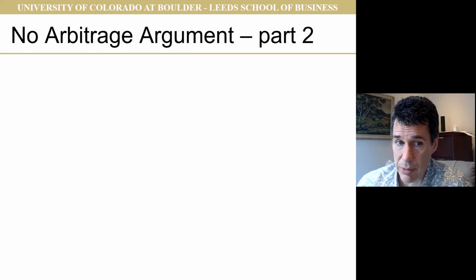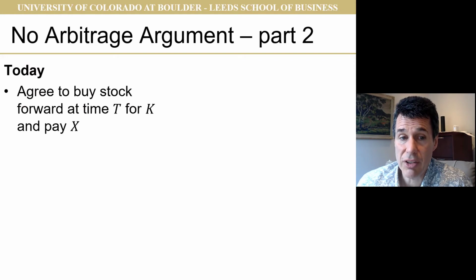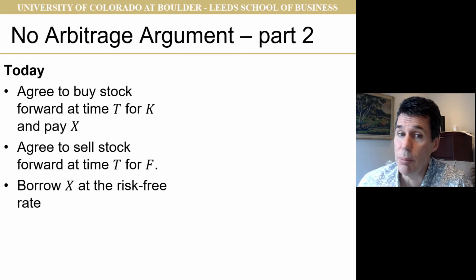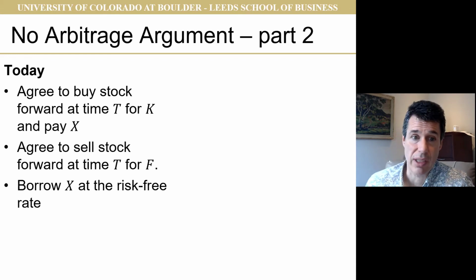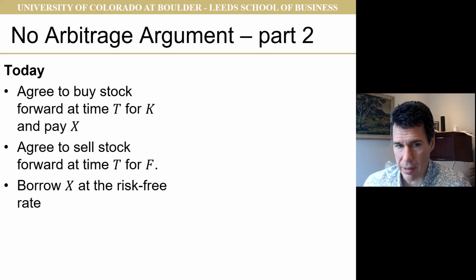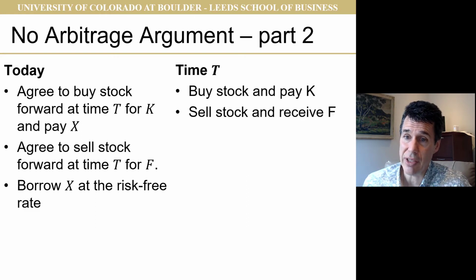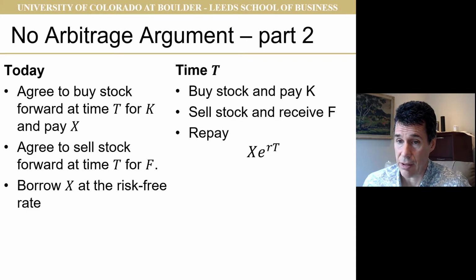The second one's similar. We agree to buy the stock forward at time T for K and pay X. We agree to sell the stock forward at time T for F. We borrow X at the risk-free rate. Again, it could be that we're investing negative X, it just depends on the terminology we're using here. At time T, we buy the stock. We pay K this time. We sell the stock. We receive F. We repay our borrowing, X e to the RT.